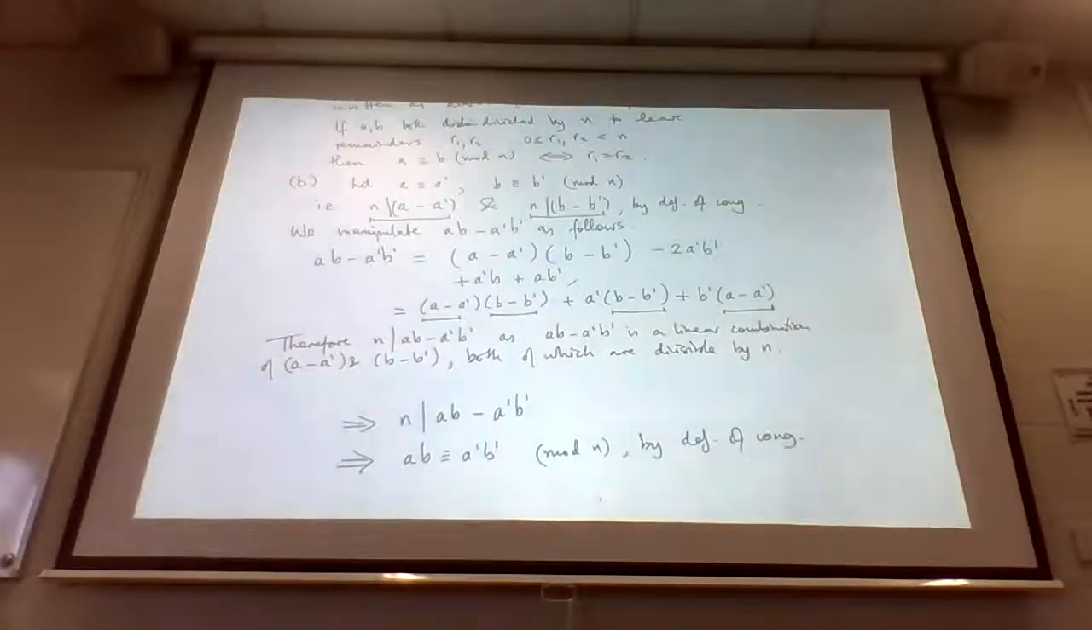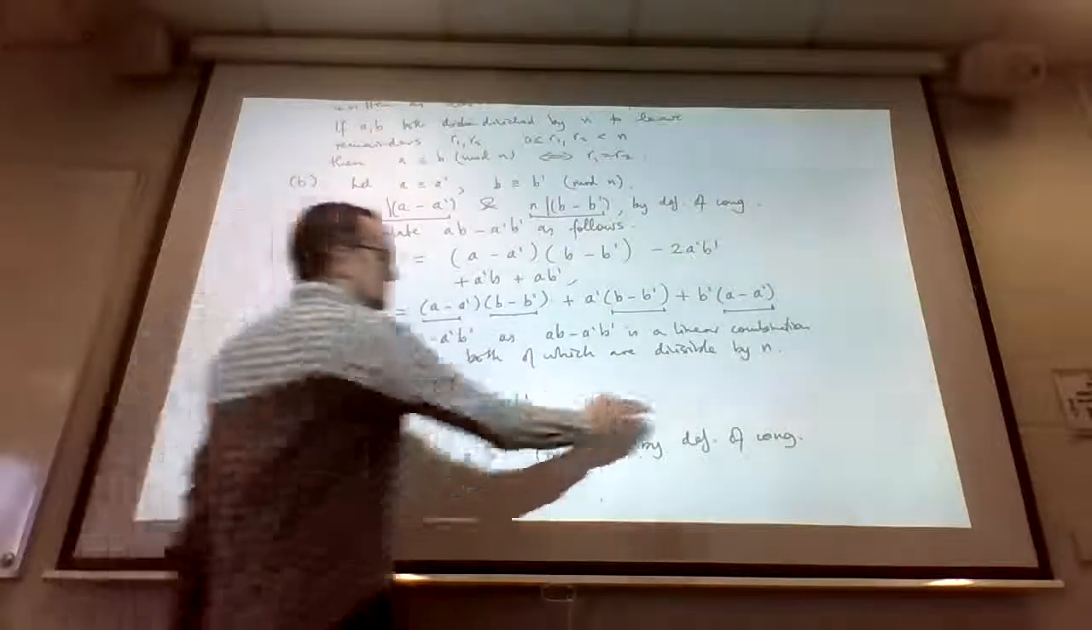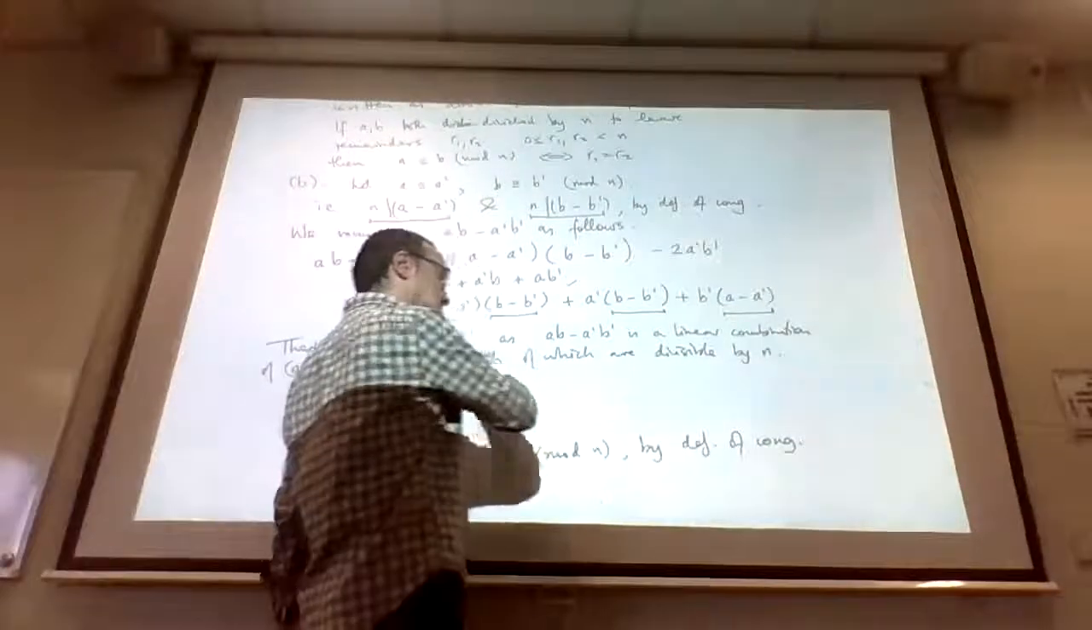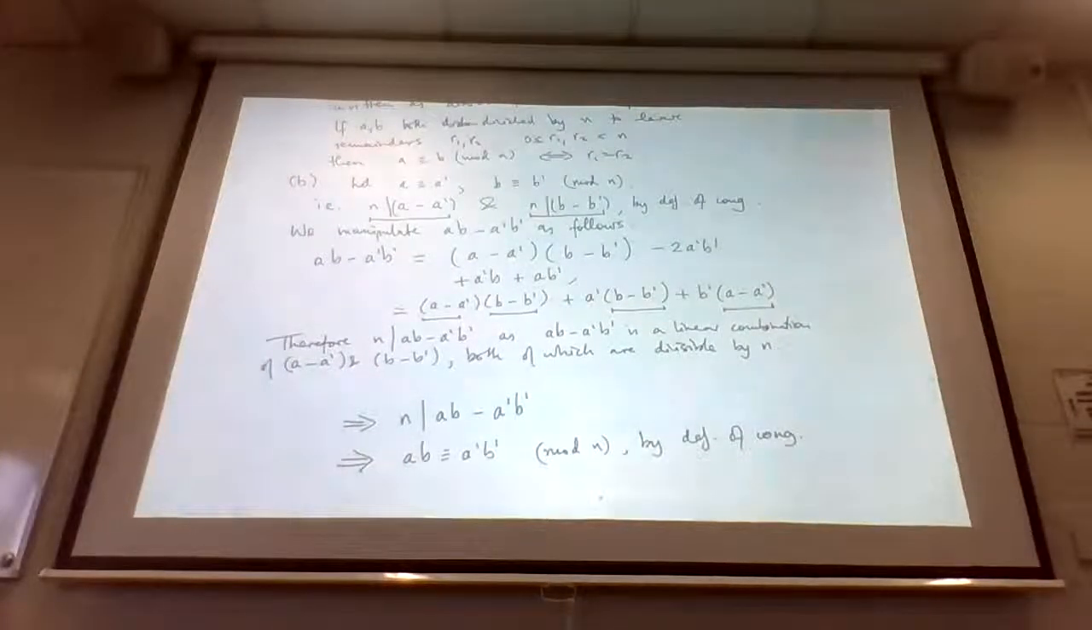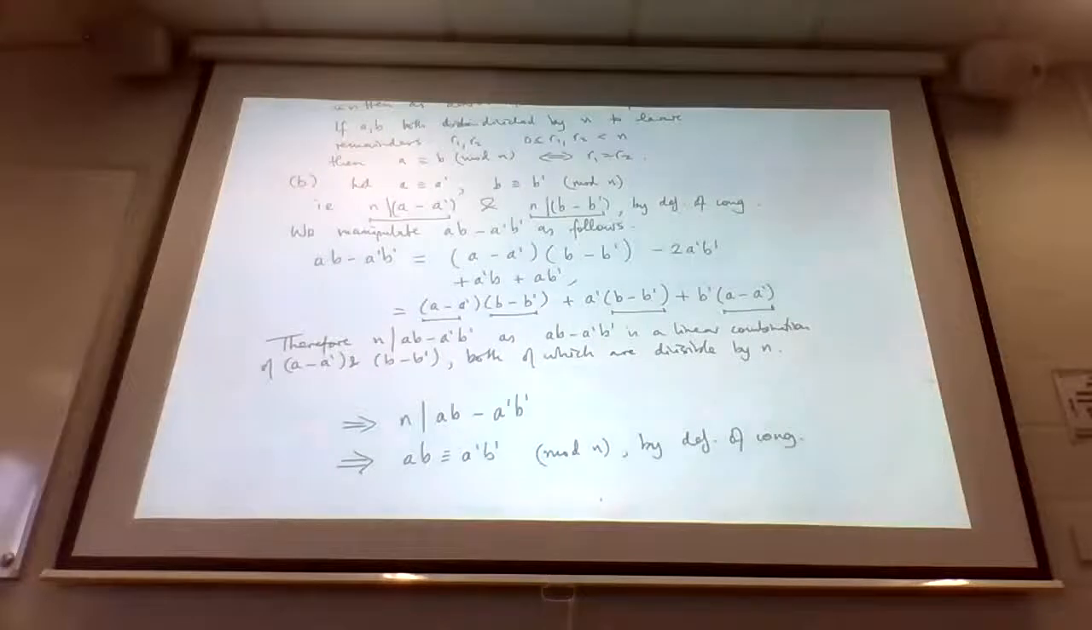But notice the key steps are justified using the definition and the result about the divisibility that we're relying on.